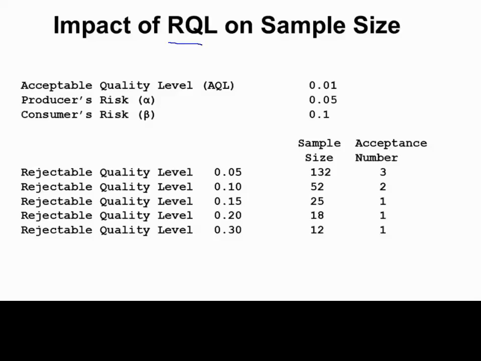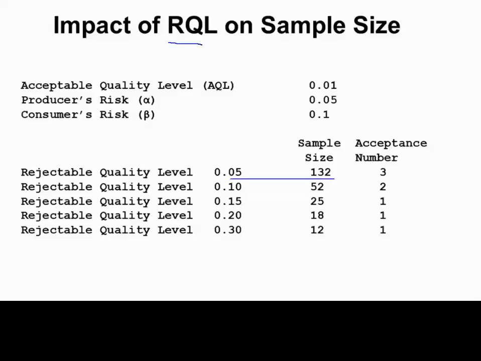So here I'm showing, for this problem we just had, an AQL of 1% with the same producer and consumer risk as we just went through. What happens as I increase the RQL? This was the one we just did. We got 132. Now, if I allow the RQL to go up to 10%, my sampling plan changed from 132 accept on 3 to 52 accept on 2. It's almost a third of the cost.